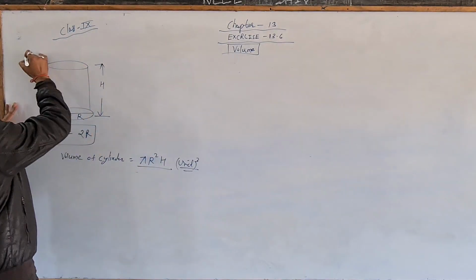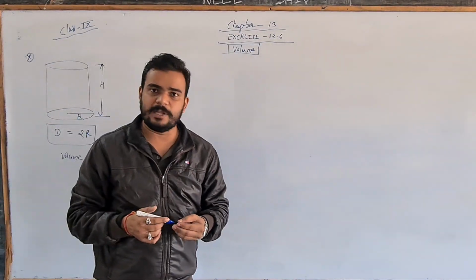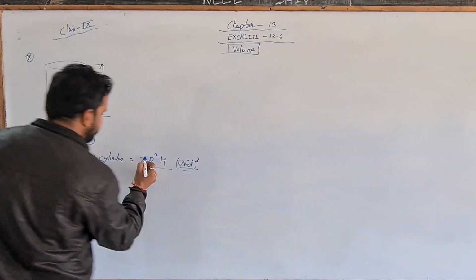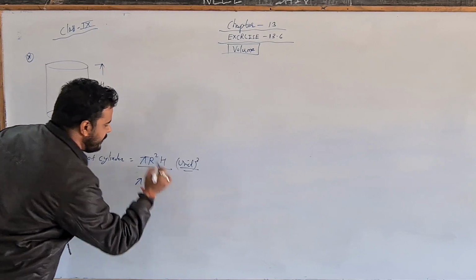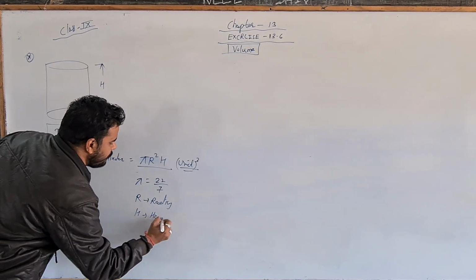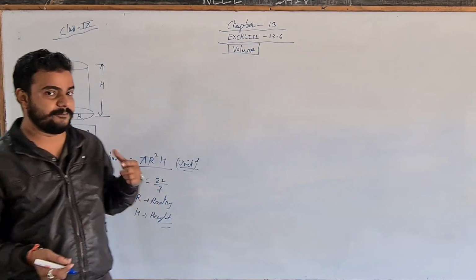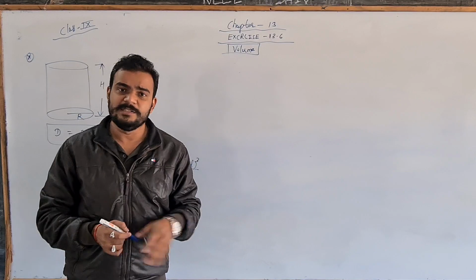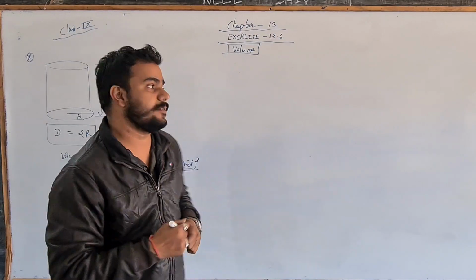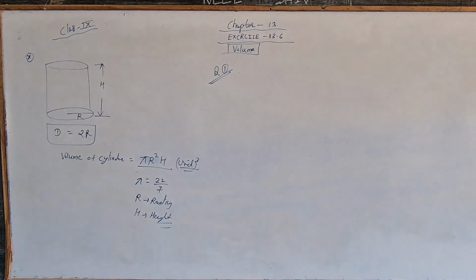Based on this one formula, there is one exercise, exercise 13.6. I hope you understood the formula of the cylinder, where pi means 22 by 7, r is the radius, and h is the height. In the question all these values will be given, and we can find the volume. First of all, take a screenshot and mention the formula in your notebook. After that we will start our questions.